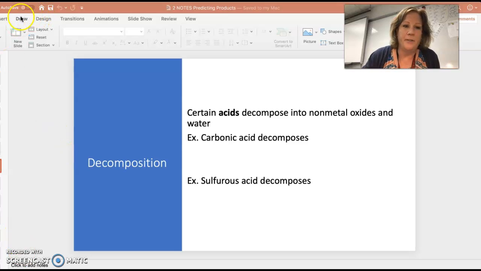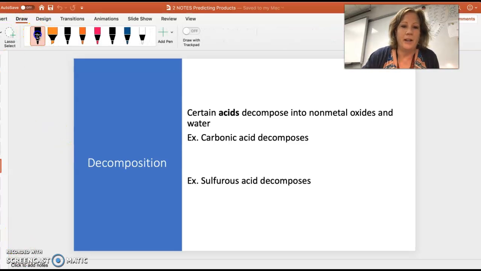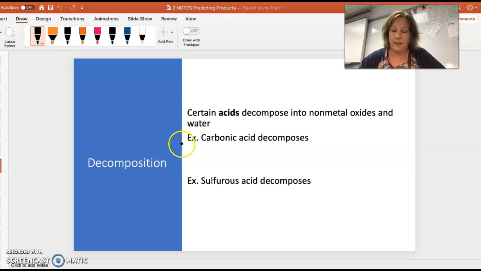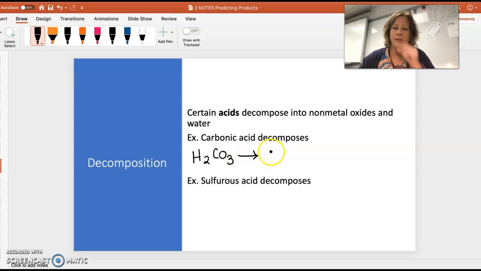This is part 2 of the video predicting products, and we left off with decomposition. Just one more type: acids. Some acids will decompose and break apart into a nonmetal oxide, which is just, you'll see, the nonmetal with oxygen, and then water. So these, like carbonic acid, remember carbonic came from carbonate, which is -2, so we would need 2 hydrogens. And then decomposes.